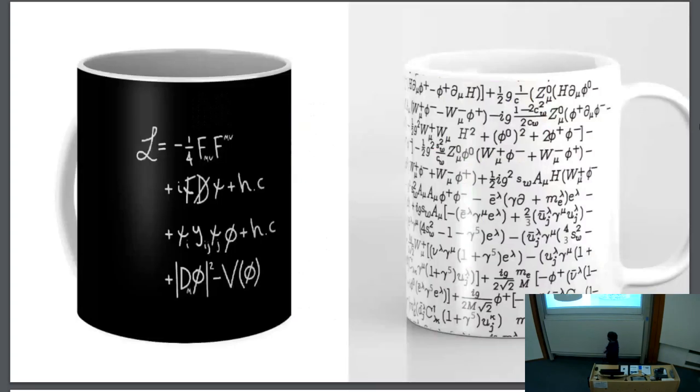So this is the standard model Lagrangian. This is the form that you like to print on a t-shirt or on a mug, but if you write it in its gory detail, this is maybe, I don't know, only a quarter of what it is. So there's a lot of detail there to capture.